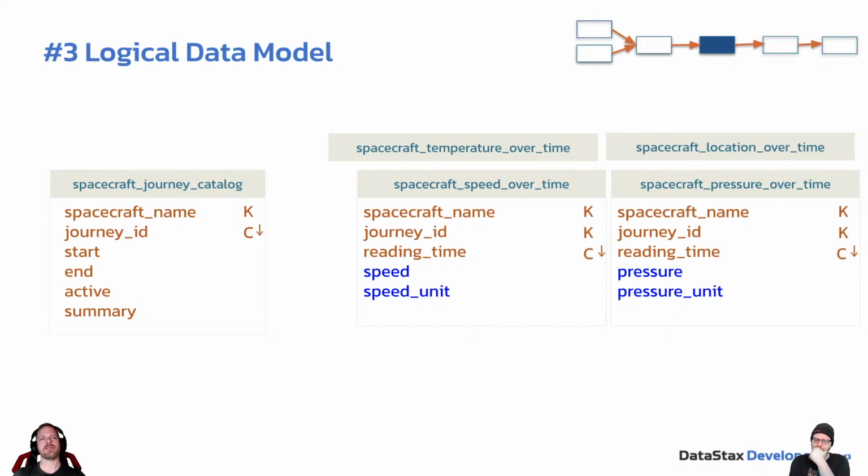In the case of the spacecraft journey catalog, what we're saying is that I want to partition by spacecraft name, and then I want to cluster by journey ID. Now, journey ID in this case is a UUID. It's a unique identifier, right?